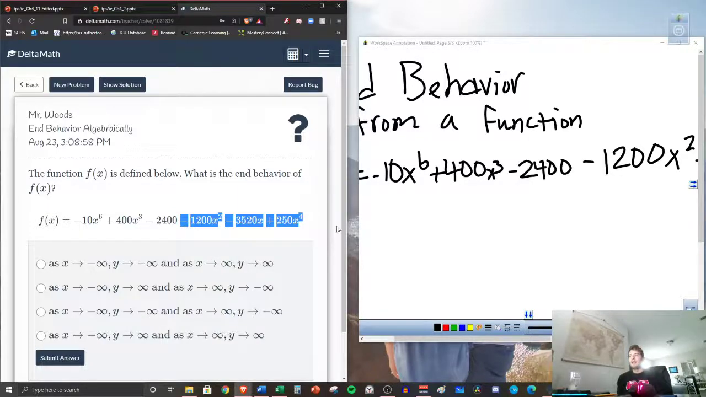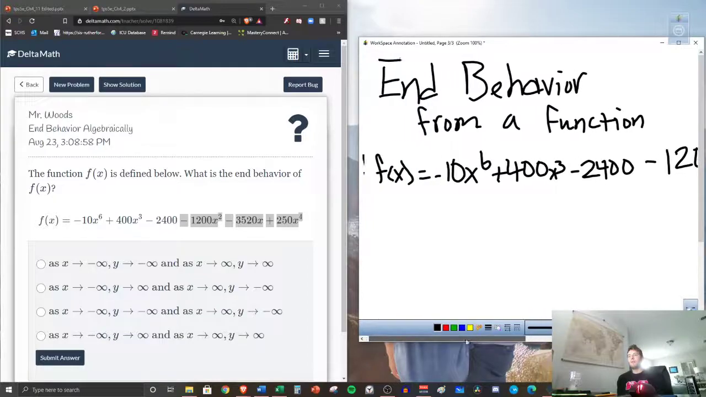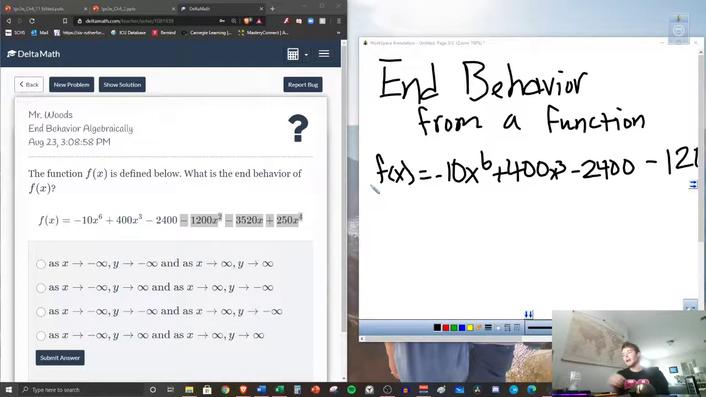So, all right, let's talk about what you want to do for algebraically looking at end behavior. We only care about one thing. We're only looking at one place. So here's the note that we need here: only use the lead coefficient.